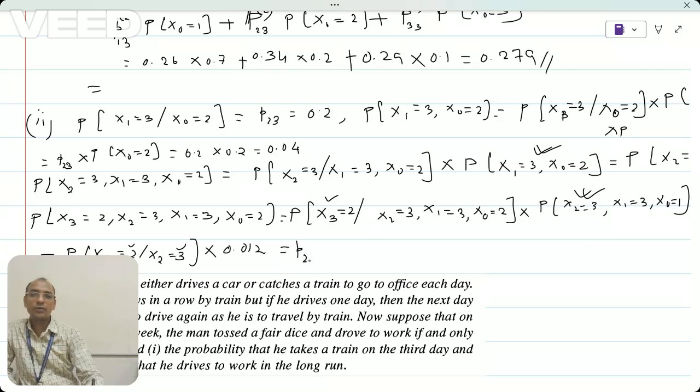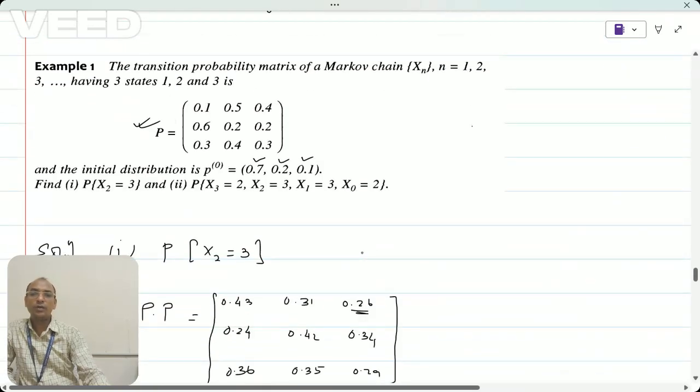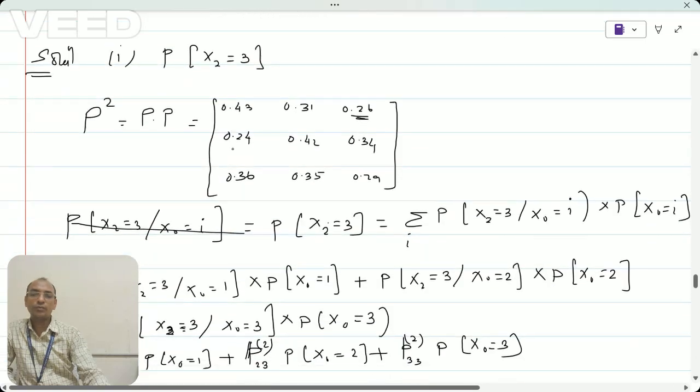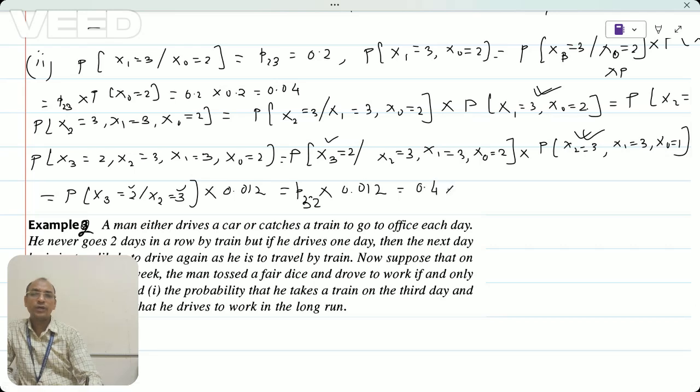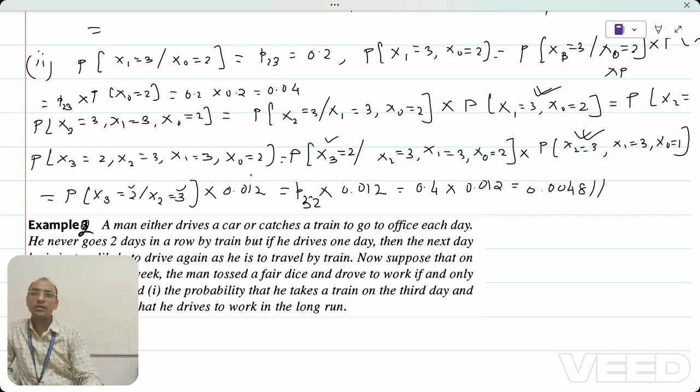So we can have P32 into 0.012. So finally we will get P32. P32 is nothing but 0.4, and so we will have 0.4 into 0.012, and so when we multiply it we will get 0.004. So this is the answer for the second question.